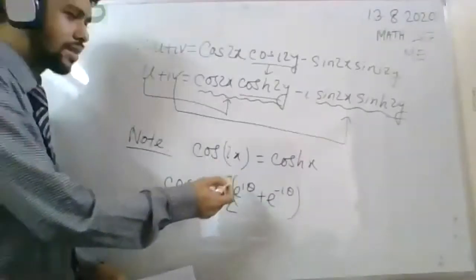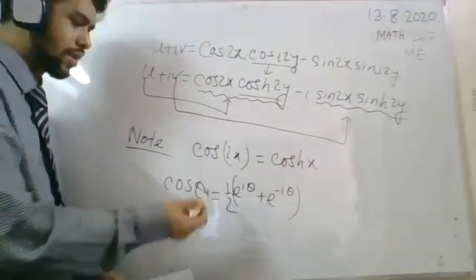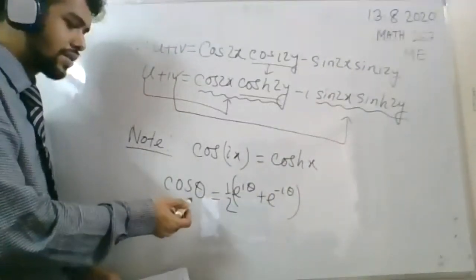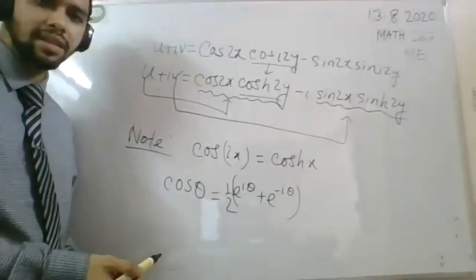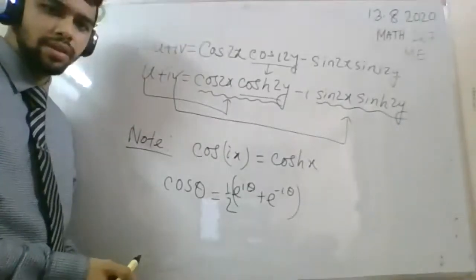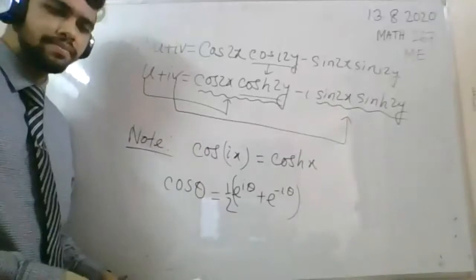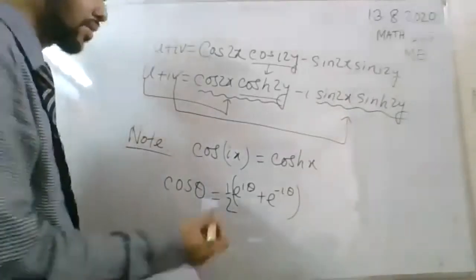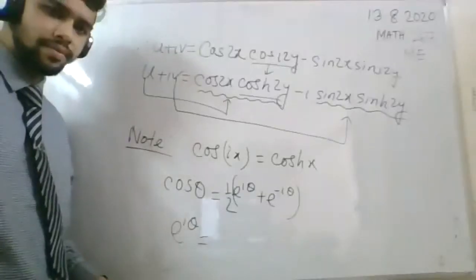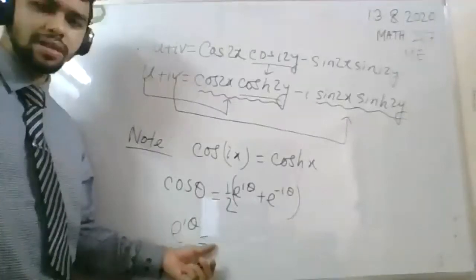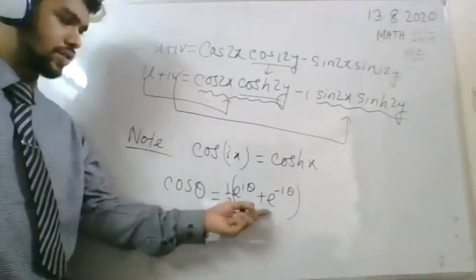So at first, just take a look here. Cos ix equals cos hyperbolic x. So how can we write it? Cos theta equals 1 by 2 e to the power i theta plus e to the power minus i theta. Do you know about this formula? e to the power i theta is equal to what? Cos theta plus i sin theta. Yes, so e to the power i theta means cos theta plus i sin theta, and e to the power minus i theta means cos theta minus i sin theta.